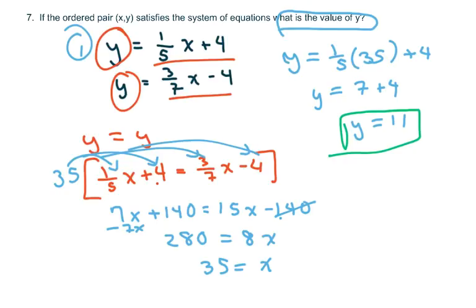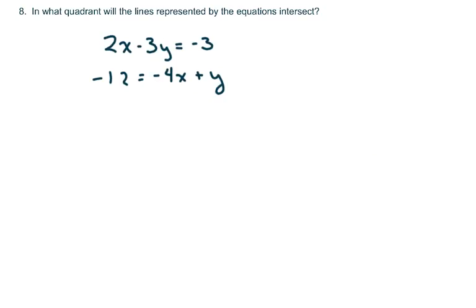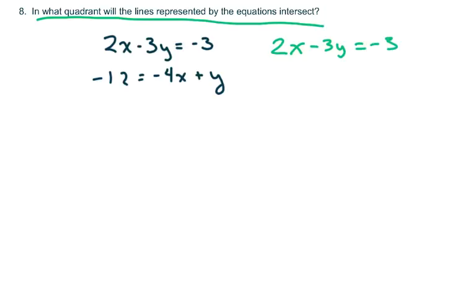All right. The next one. In what quadrant will the lines represented intersect? And basically, what I'm going to do is rewrite these. They moved them around here. It's negative 4x plus y equals negative 12.